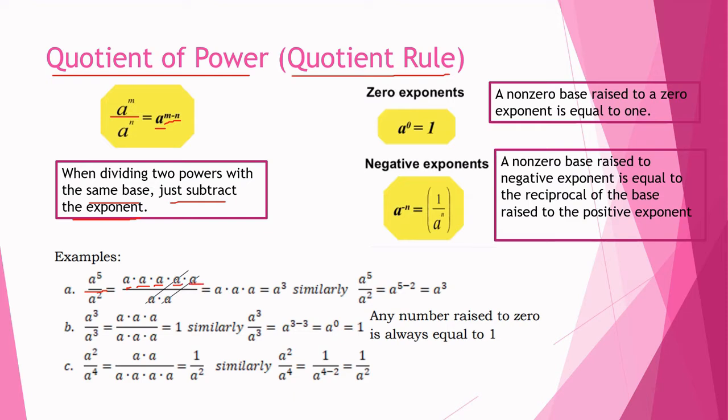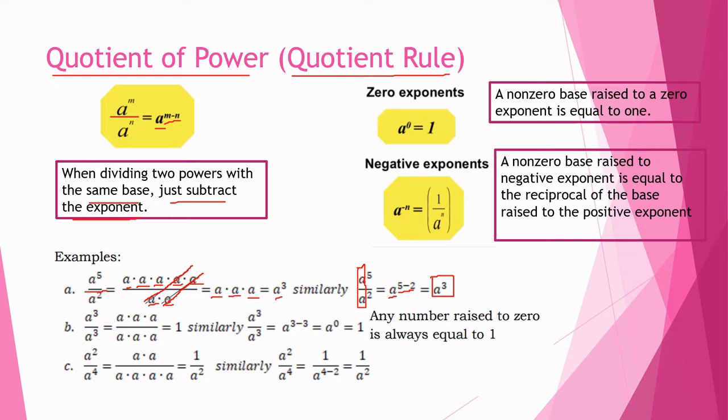A squared means a times a. So if we divide a divided by a, the answer is 1 or just cancel. A divided by a is 1 or cancel. So we have a times a times a. So the product is a cube, or simply subtract the exponent of the same base. So kapag nag-divide ng parehas ang base, just subtract the exponent. So we have a raised to 5 minus 2 is equal to a cube.